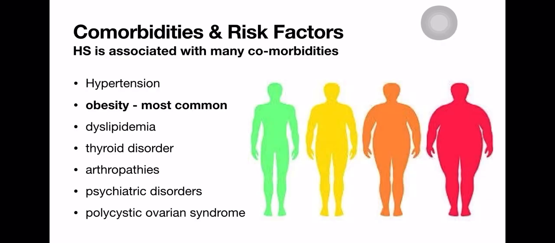So HS is associated with many comorbidities, most of which are inflammatory in nature, and they have an incredibly high comorbidity burden. So hypertension, obesity, dyslipidemia, thyroid disorder, arthropathies, psychiatric disorders, and polycystic ovarian syndrome have all been independently associated with HS. But obesity is the most common comorbidity associated with HS. Obesity increases the pro-inflammatory response, and high BMI patients have higher Hurley scores, more affected areas, and worse self-reported severity compared to low BMI patients.